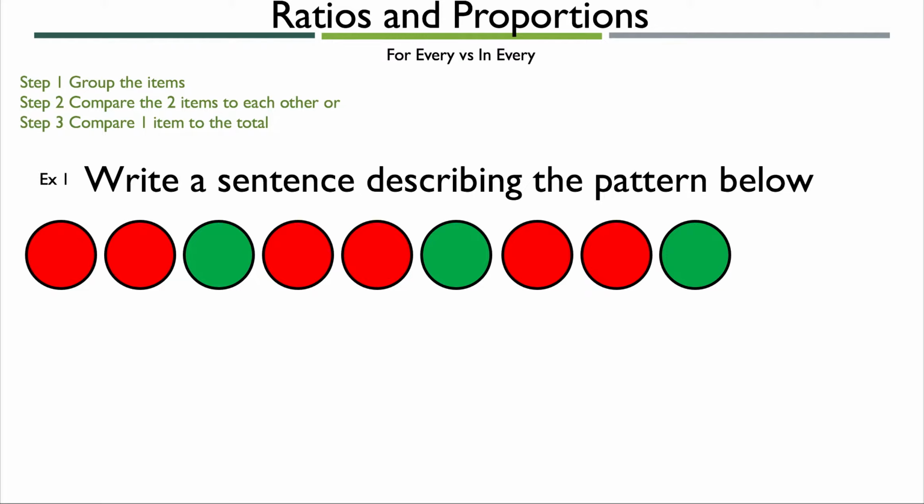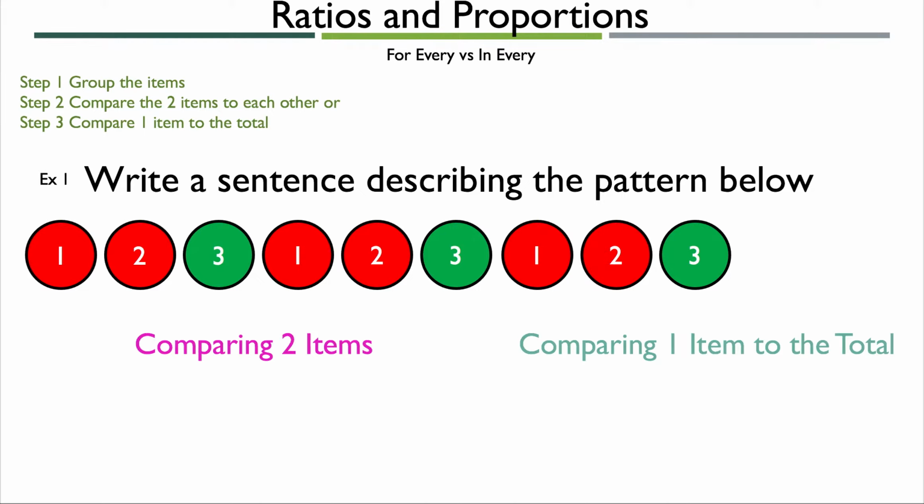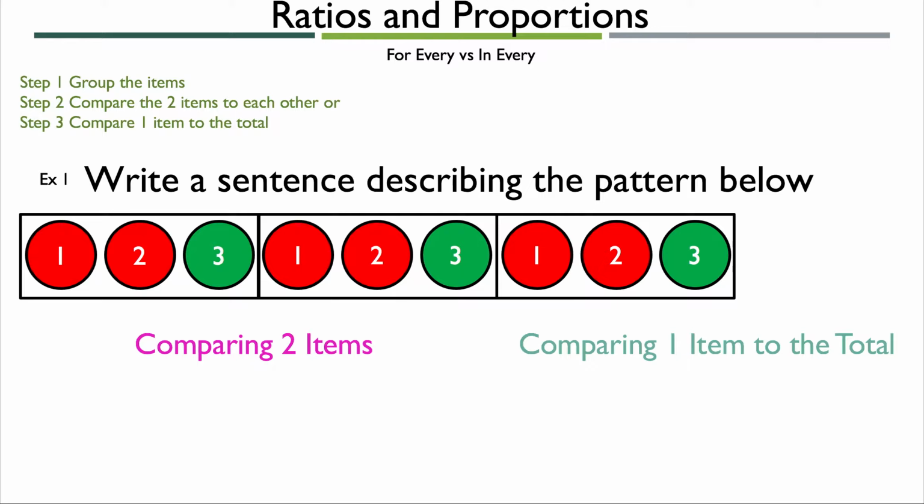Okay, so we're going to go ahead and group the items. So let's do that by counting 1, 2, and 3. Okay, so now we can repeat 1, 2, and 3, 1, 2, and 3. Now we're going to write a sentence, either by comparing two items or comparing one item to the total. And now we're going to group the items with the rectangle so it's a little bit easier to see. Now we're going to write a sentence comparing the two items.